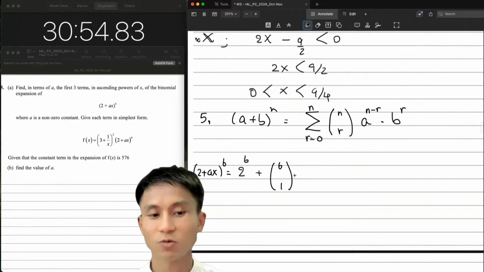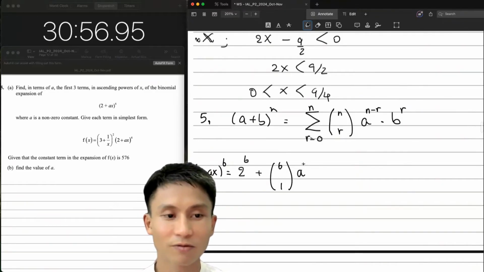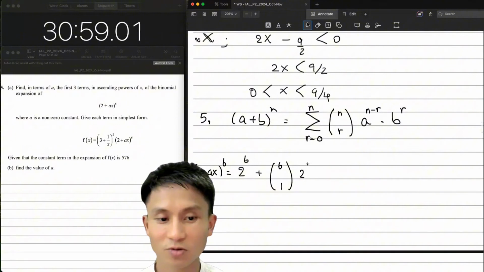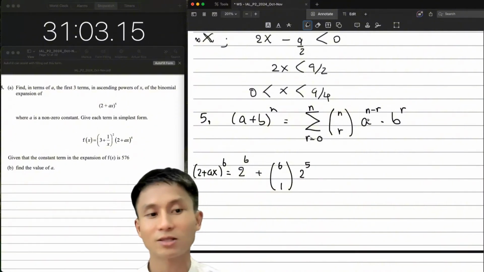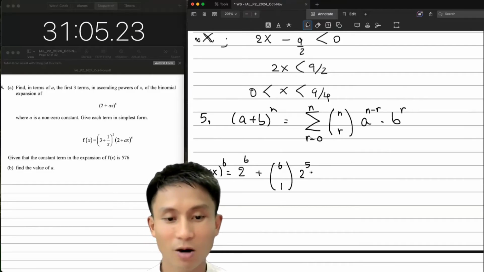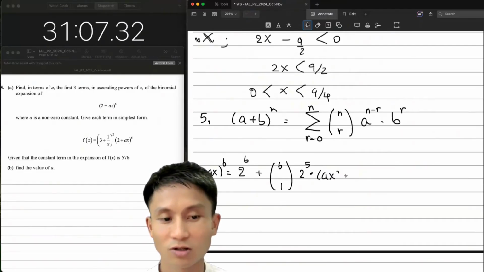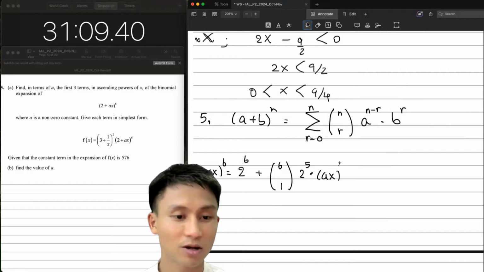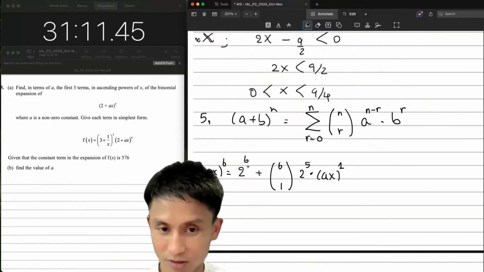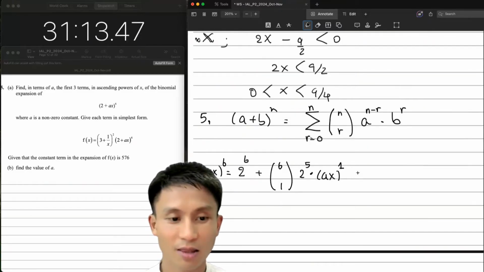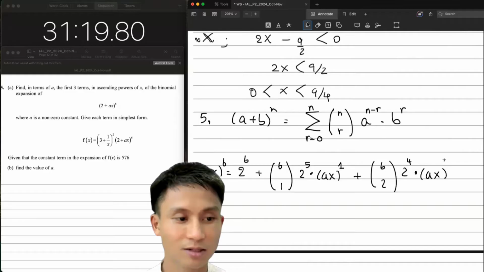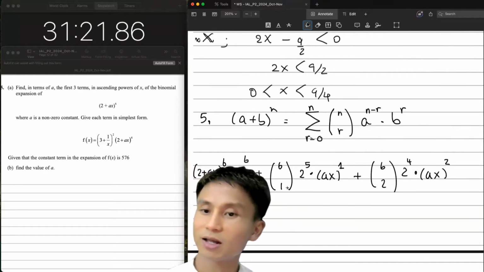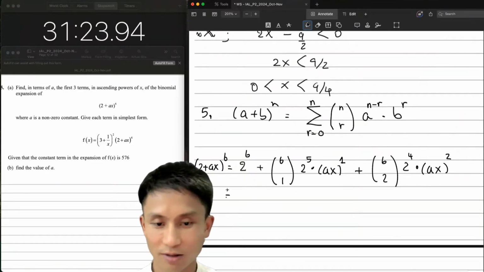6C1, and then a to the power of, a is 2 now, to the power of 5. The power of the first term will get smaller and smaller, where the power of the second term, which is the whole lot of ax, will get bigger and bigger. So from 0 in the first term, I get a 1. And then the last term would be 6C2 here, 2 to the 4, and then (ax) to the 2 instead. We already got the first three terms, so we are fine.